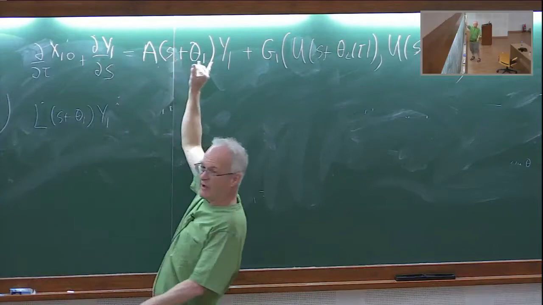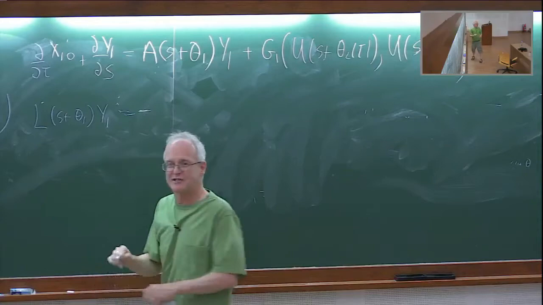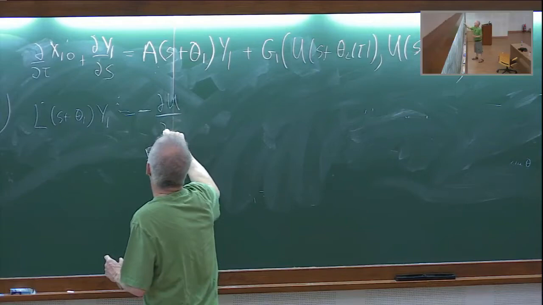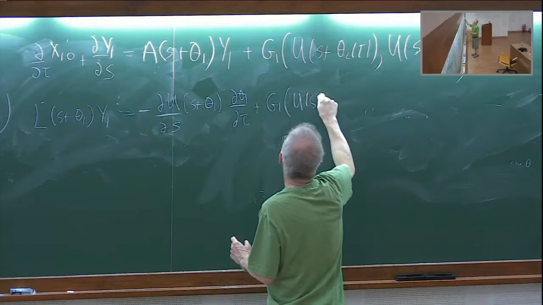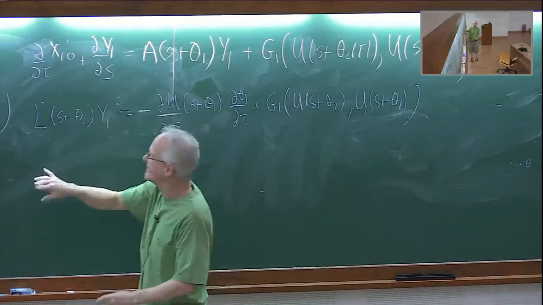Y equals minus, you guys are going to kill me because I'm destroying your chalk, minus du ds of s plus theta 1 d theta 1 d tau plus g1 of u of s plus theta 2, u of s plus theta 1. So all I've done is rearrange things to make it look like this.